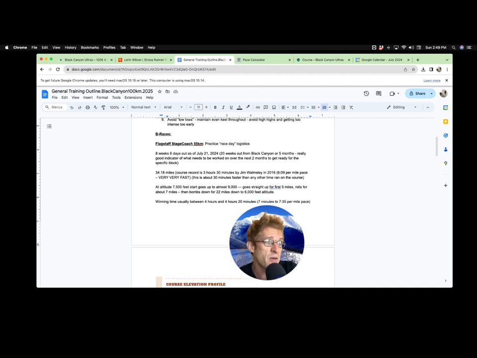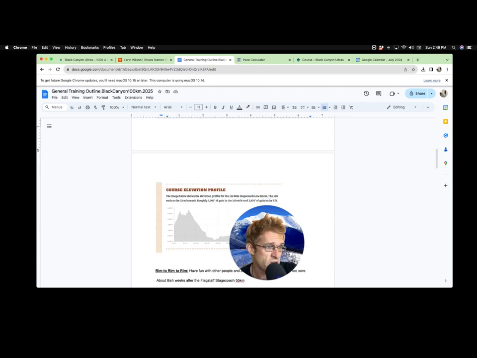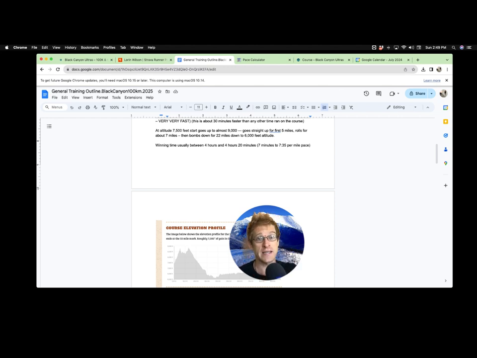And the winning time historically has been about 4 hours to 4 hours and 20 minutes, or about a 7 minute pace to a 7 minute 35 second per mile pace. And as you can see, this is the course elevation profile. Like I was saying, it is going to be 7,500 feet, 5 miles goes up, and then we come around and then kind of bomb down, right? So 8 weeks to get ready for that.